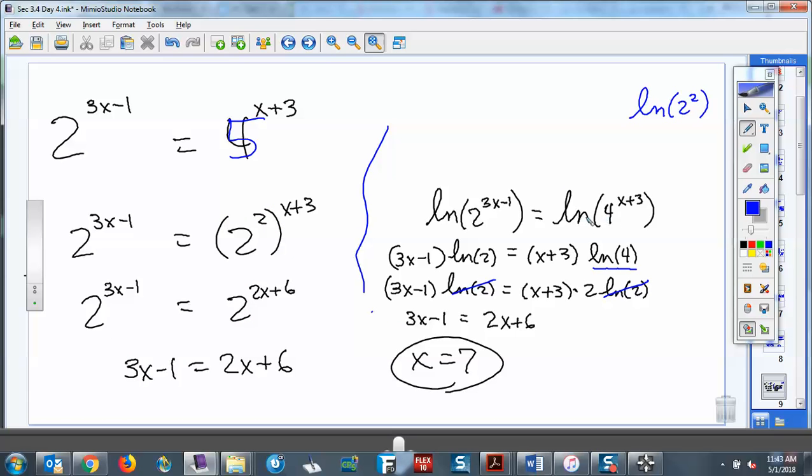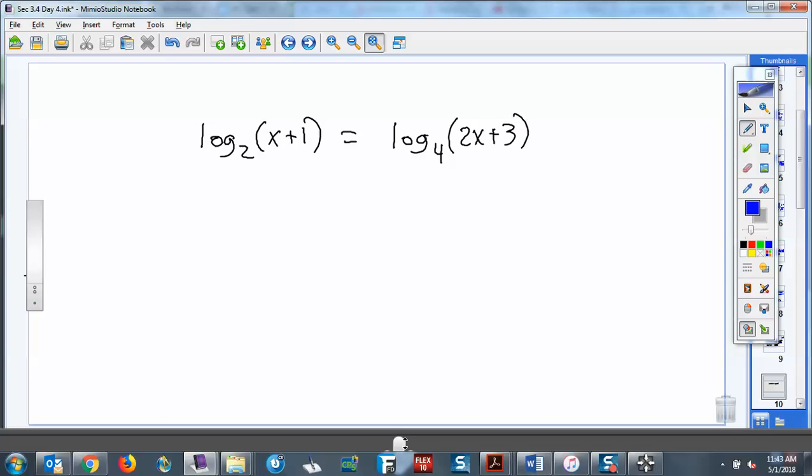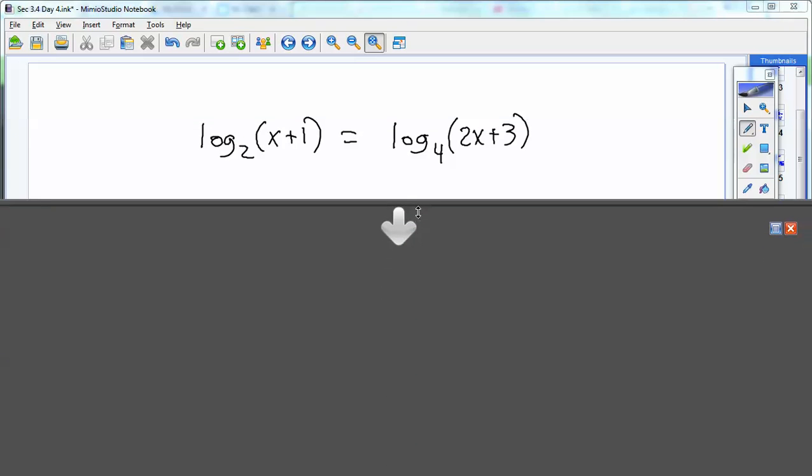Or maybe this would have been the way to go. But again, even then, you're going to have that same problem. You're going to have a decimal and some weird stuff going on. Okay, let's try this one then. We're going to work this one together.